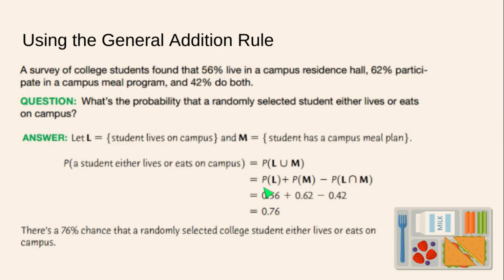Probability of L plus probability of M would be our old addition rule, but we need to acknowledge that 42% of this college population do both. So we need to make sure we don't double count by subtracting the probability of lives on campus and has a meal plan. So we would say 56% live on campus, 62% participate in the meal program, and 42% do both. So we need to make sure we don't double count that 42%. That would even out to 76% either live on campus or enjoy the campus meal program.